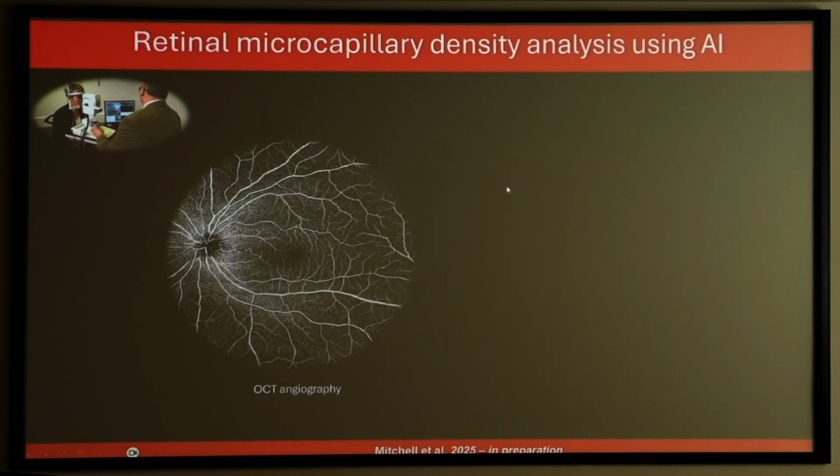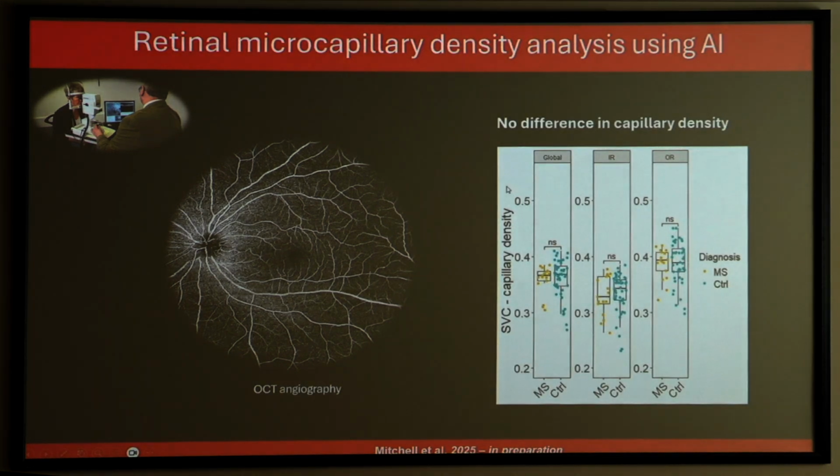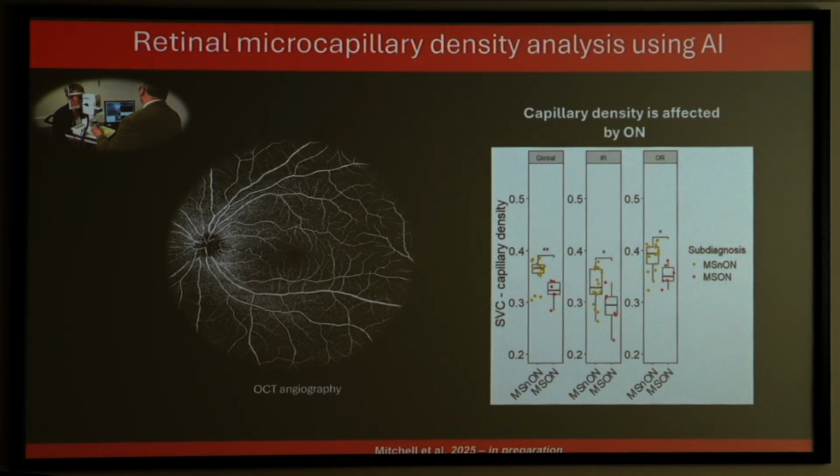And when we looked at the density of retinal vasculature, we found no differences between control and MS. But when we looked at the effect of optic neuritis, we did see a rather profound effect of optic neuritis on density. So there was a reduced vascular density that may indicate neurovascular degeneration in MS. But again, we only saw this in those eyes that experienced optic neuritis. So this might not reflect disease progression reliably.